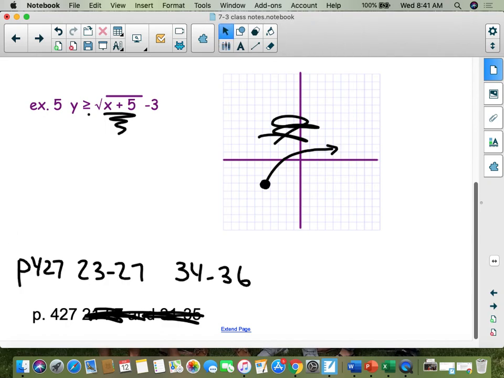Page 427, 23 through 27, 34 through 36. I'm going to pass out graph papers so you can go faster.